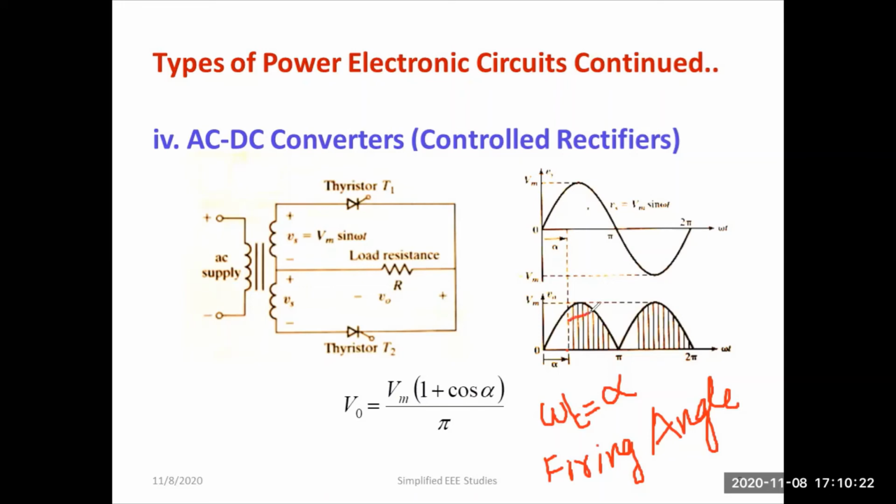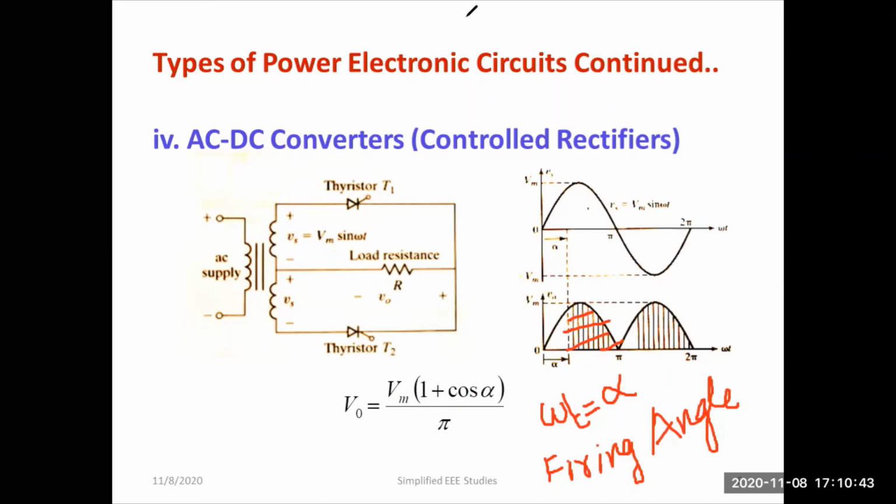They have hatched it here. This is your on period. The thyristor will turn on when omega t is equal to alpha. Till that point it will not be conducting, and you won't get any output. By adjusting the firing angle, you can adjust the conduction and the load wave shape. That's the speciality of this controlled rectifier.